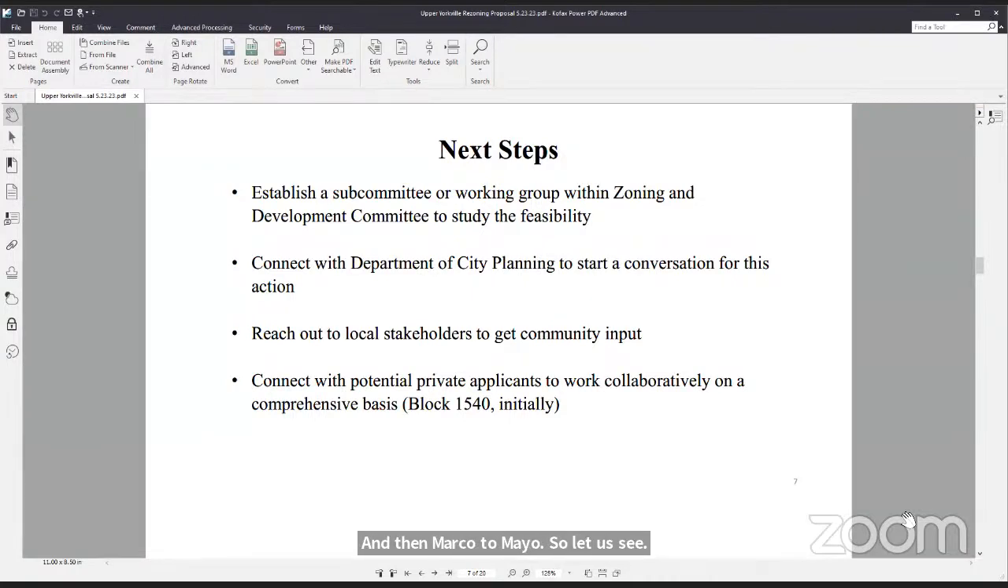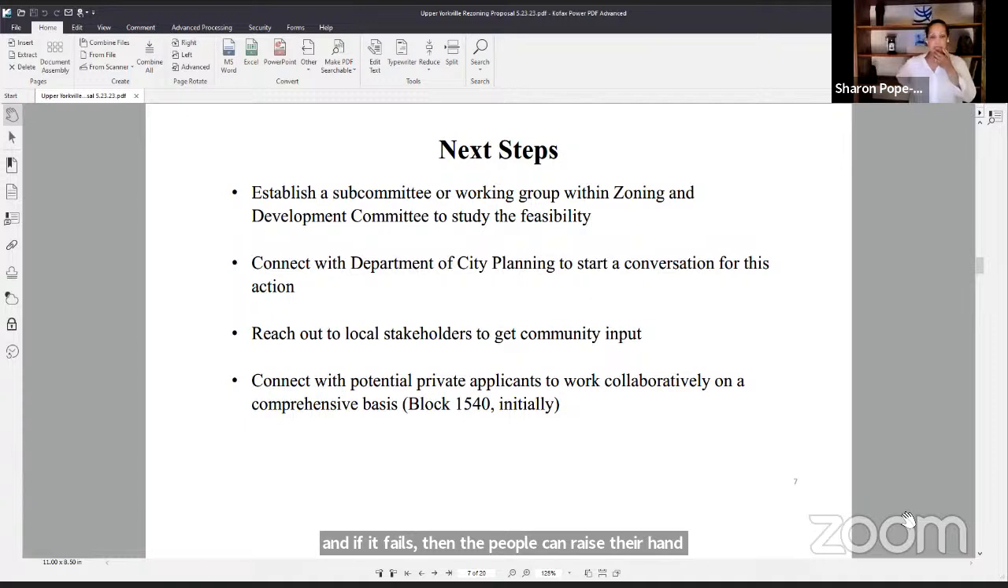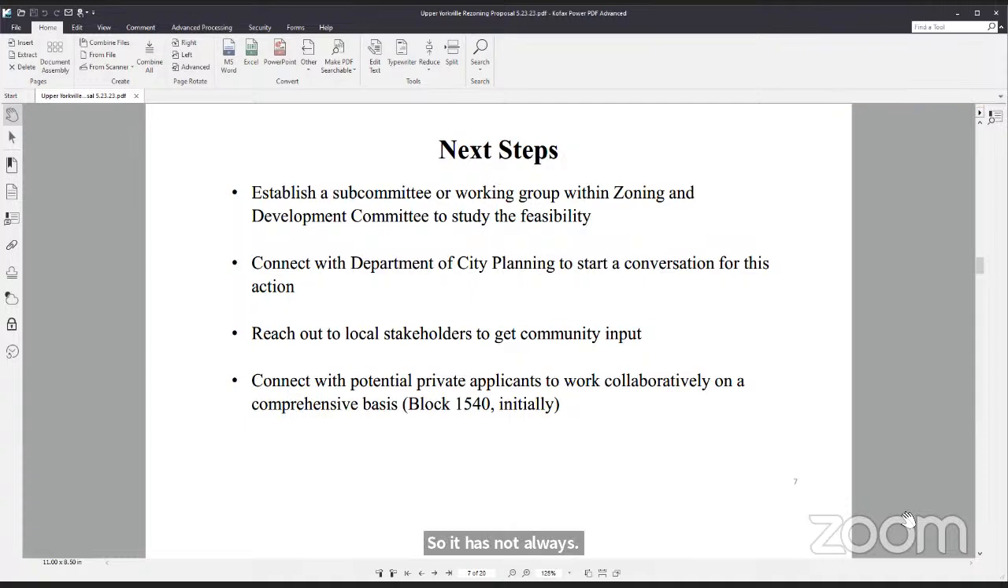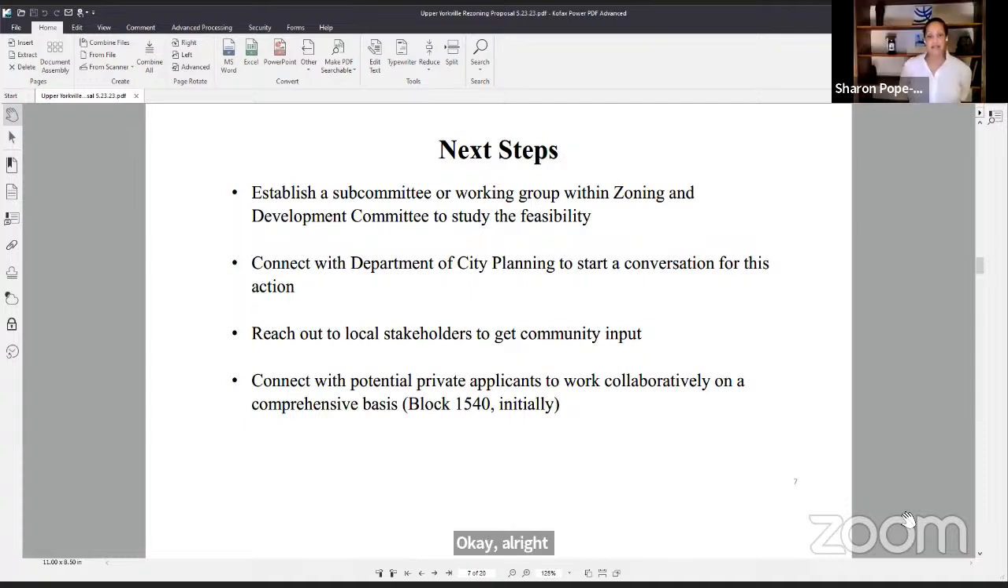Procedurally, if somebody calls the question and it's seconded, it was seconded by Elizabeth Rose, you need to vote on the calling of the question. And if it fails, then the people can raise their hand again and continue conversation, but it is not a debatable motion. Thank you so much for that clarification. However, in the past, the chairs have allowed for additional discussion, so it has not always been so cut and dry. But that's left up to Elizabeth.